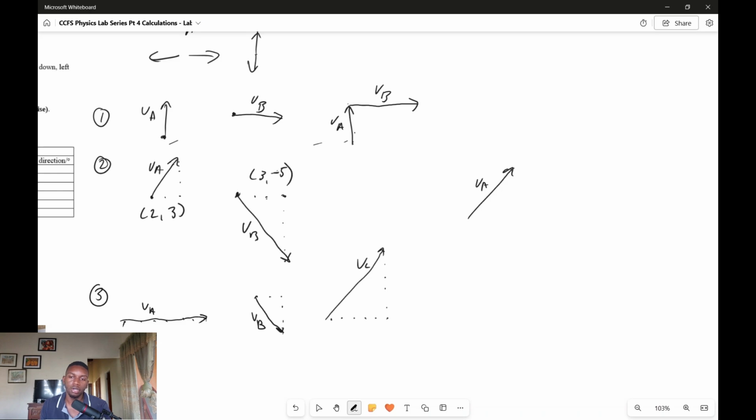And if we forget how to draw VB, where VA ends, we go, all right, we need 3 steps to the right and 5 down. So where VA ends, we start counting 1, 2, 3 steps to the right and 5 down. 1, 2, 3, 4, 5. Bam, you draw your VB. All right. And then we're going to rinse and repeat.